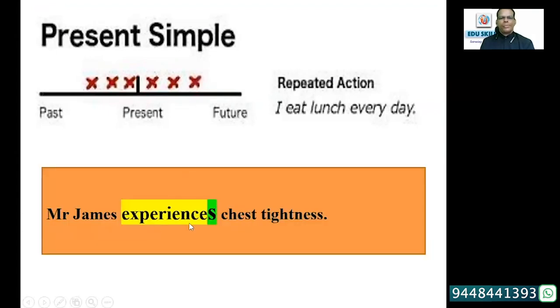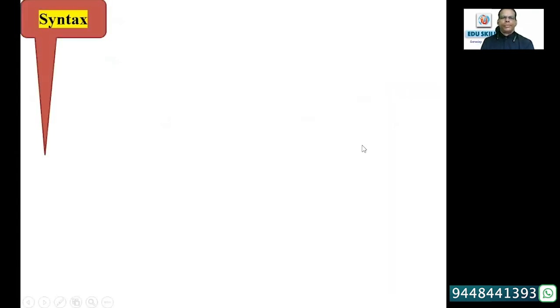Okay, Mr. James experiences chest tightness. That he was experiencing, he is experiencing, he will be experiencing. So this particular small sentence tells the reader he has to take care of his chest tightness. He'll have to consider continuing care or whatever, the management of his chest tightness. So the very sentence, the tense, tells what is to be done and what is expected of the reader.